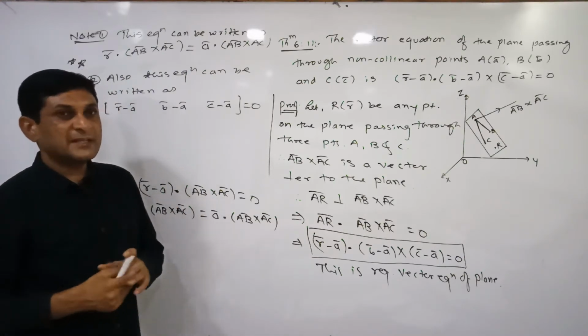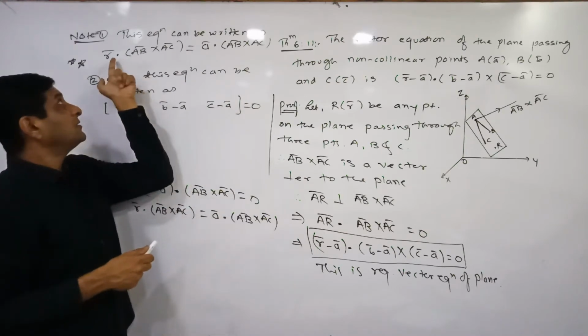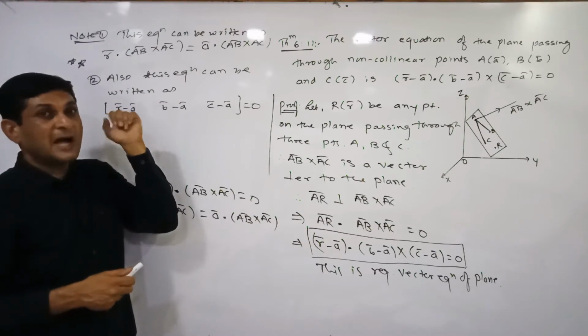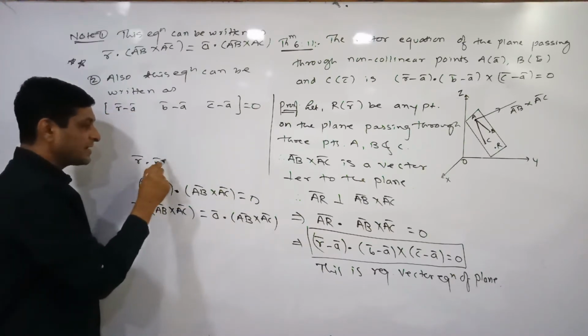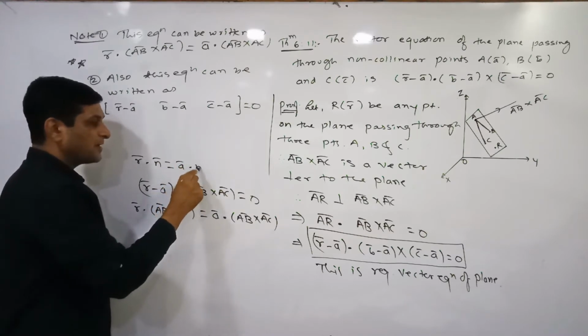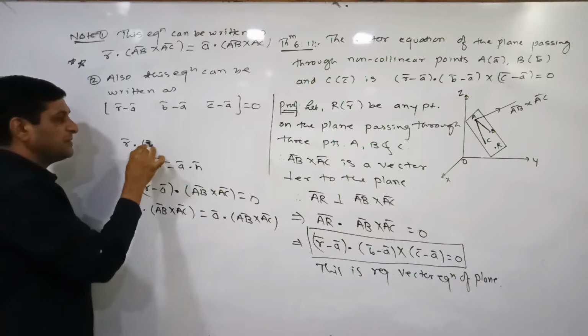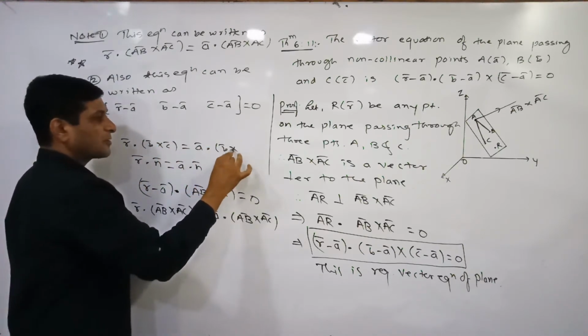So again remember that here already in the last two theorems also we have seen that whatever may be the vector whose dot product is with what? R bar. In the first theorem, what is the vector equation? R bar dot n bar is equals to a bar dot n bar. In the next theorem, what is the equation? R bar dot b bar cross c bar is equals to a bar dot b bar cross c bar.